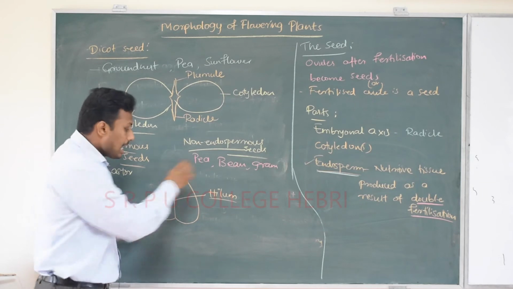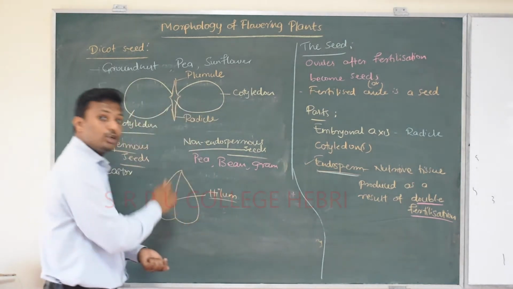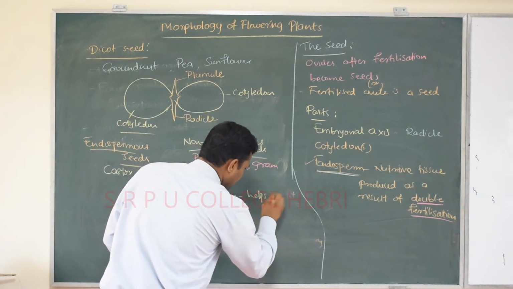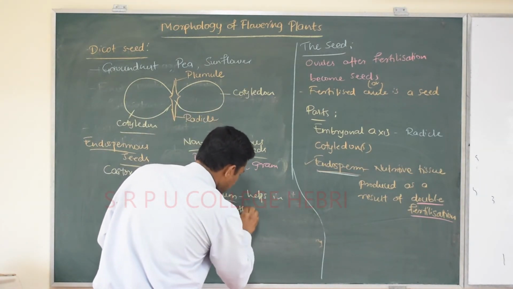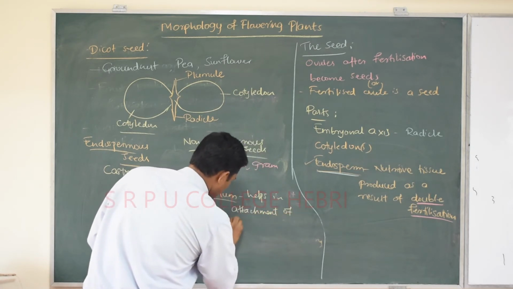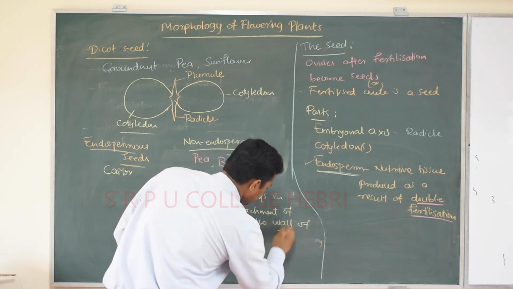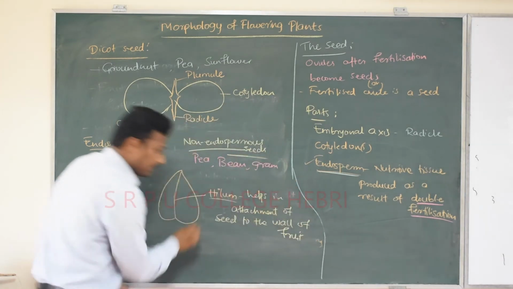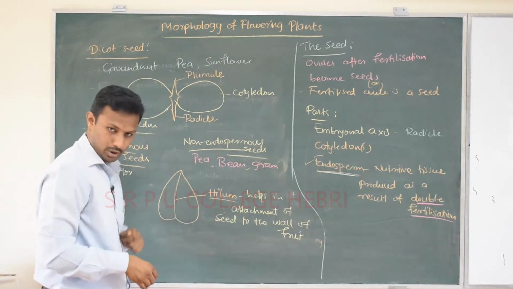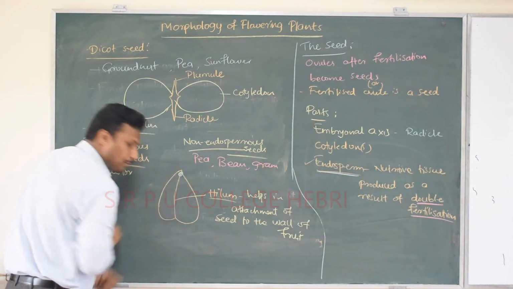Hilum is the scar present on the dicot seed, running all across the seed in between the two cotyledons, and hilum helps in the attachment of the seed to the wall of the fruit. Remember, this is the definition of the hilum, and there will be a small opening at this particular position.